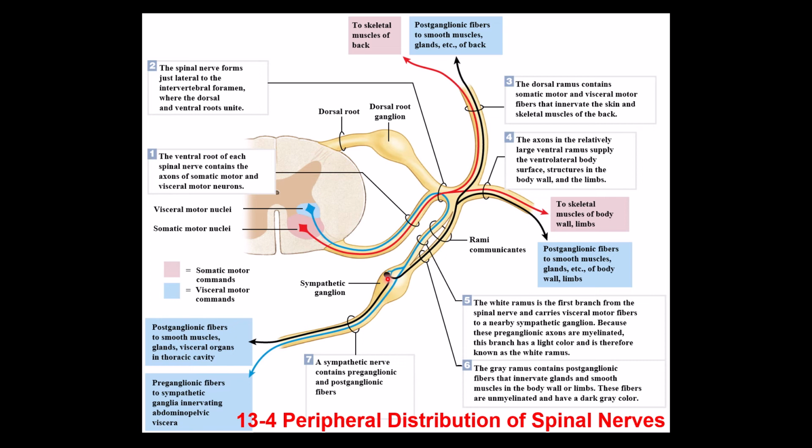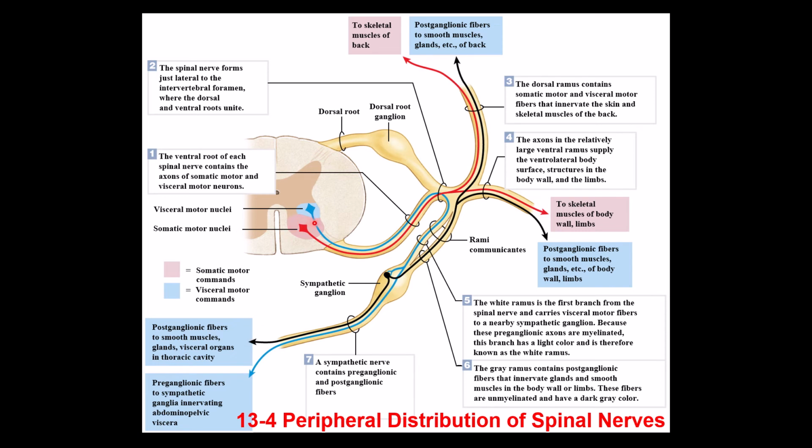Now you have another neuron that is not myelinated. It leaves the sympathetic ganglion and goes through the sympathetic nerve to the chest, and that will supply smooth muscles, glands, and visceral organs, for example the lungs, esophagus, and trachea. It may also supply blood vessels, fat, and things like that.